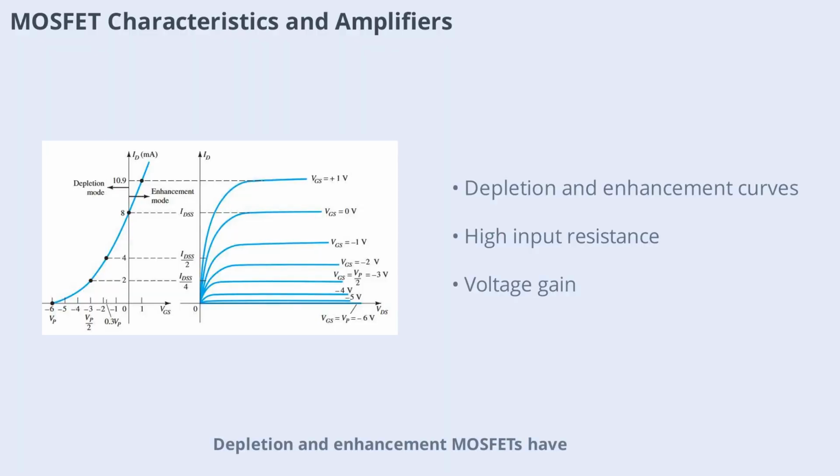Depletion and enhancement MOSFETs have distinct transfer curves and characteristics. For depletion types, ID equals IDSS when VGS equals 0V, and ID equals 0 at VGS equals VP. Enhancement types require VGS above threshold for current flow. FET amplifiers use these devices for high input resistance and voltage gain. Understanding these characteristics is key for designing efficient amplifiers and signal processing circuits.